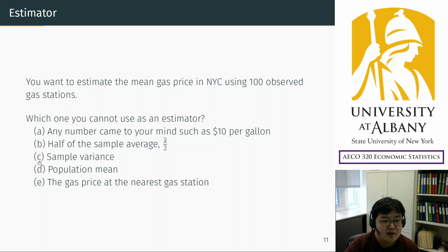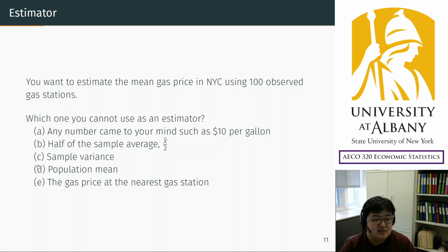And C misunderstood the question and calculated the sample variance. You can calculate the sample variance of these 100 observations. And D, the population mean of the gas price in New York City. And E, just choose the gas price at the nearest gas station. So obviously all of these 5 answers are absurd. But first I'm going to rule out something that cannot be an estimator at all. One of them cannot be an estimator at all. Guess it. The answer is D.